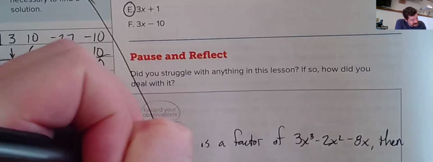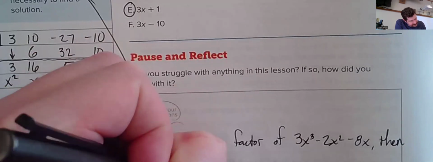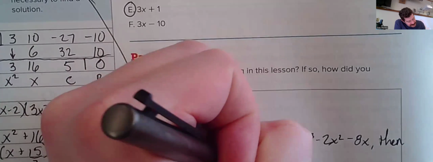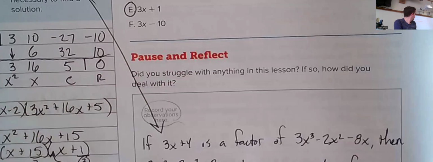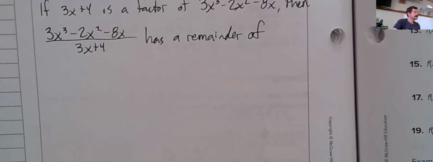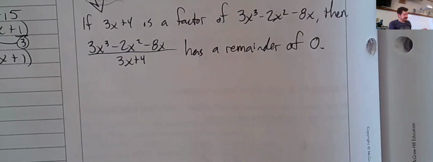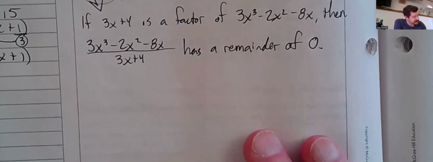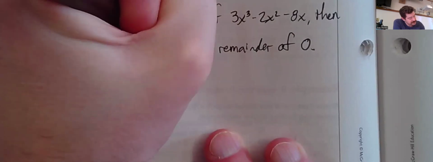Then 3x cubed minus 2x squared minus 8x divided by 3x plus 4 has a remainder of what? If something is a factor, the remainder has to be what? 0. Good. All right, so let's find out. If we're going to do this, that means that everything on the numerator and everything on the denominator must first be divided by 3.